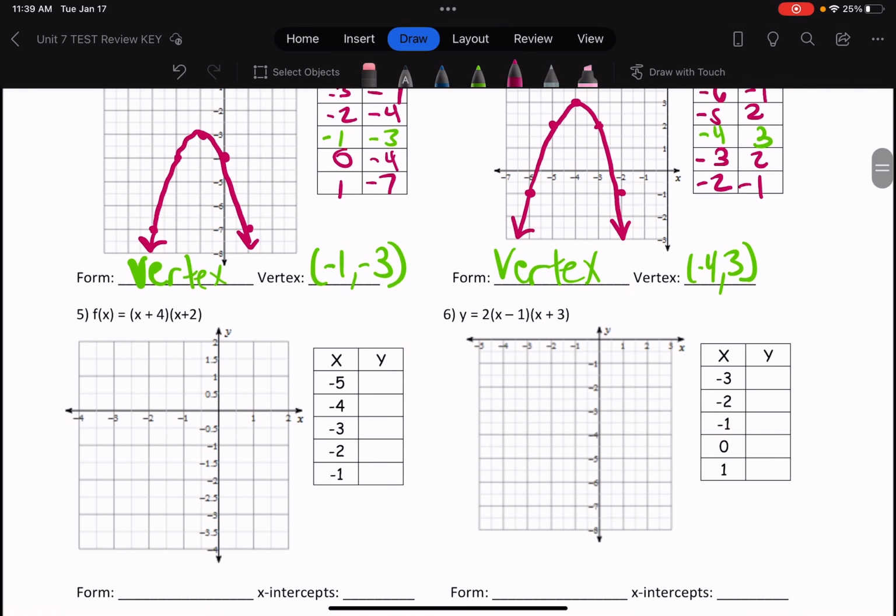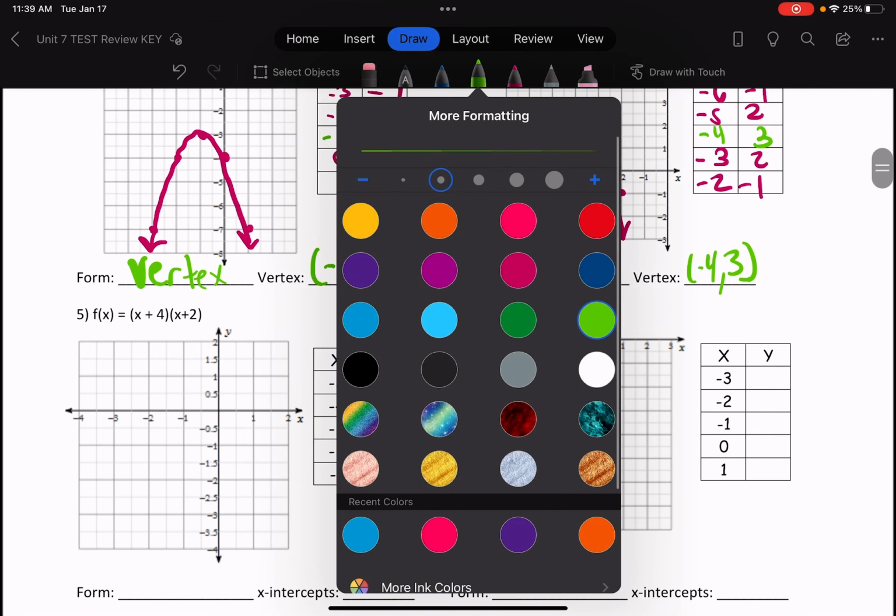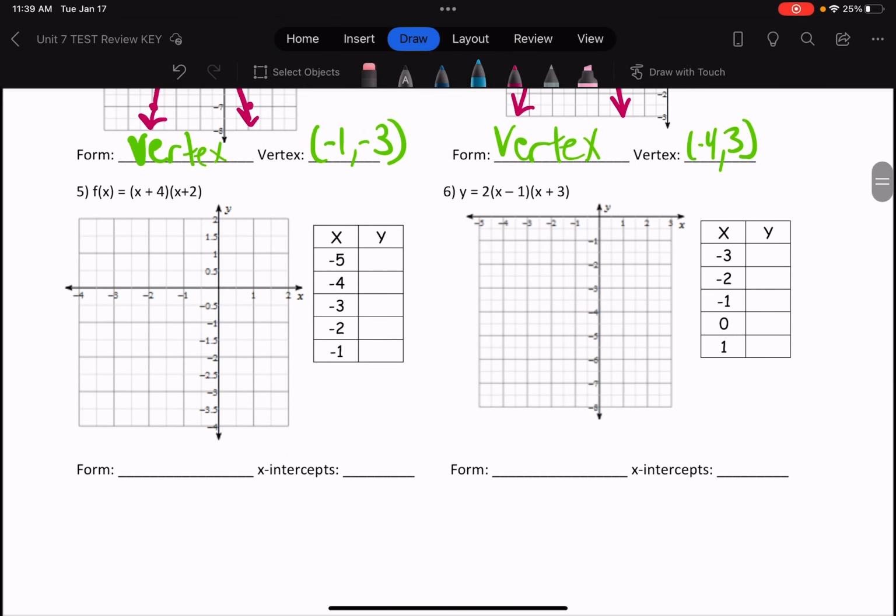Which leads us to our functions in standard form, or excuse me, not standard form, but factored form. Notice these have 2 sets of parentheses, so I know that those are in factored form. And I should have 2 x-intercepts for both of these. When I take anything out of parentheses, I've got to change the sign. So my first x-intercept for number 5 should be at -4, 0, and my second one should be at -2, 0.